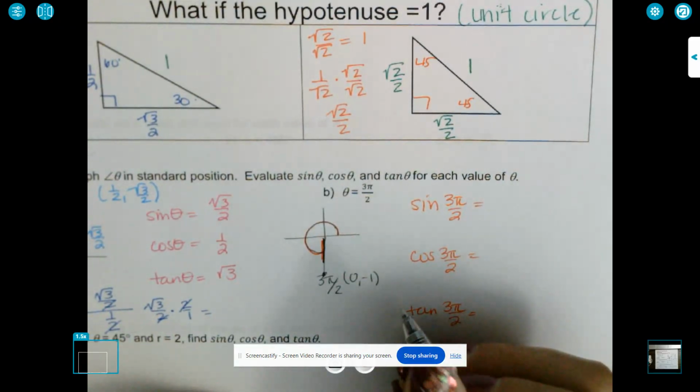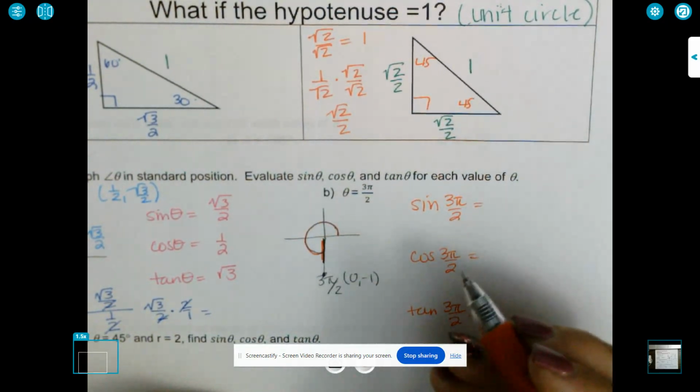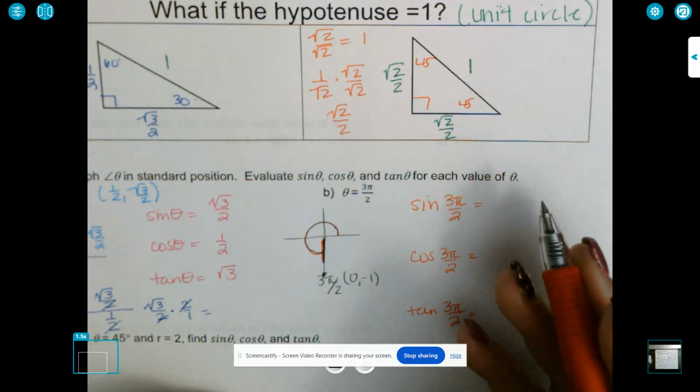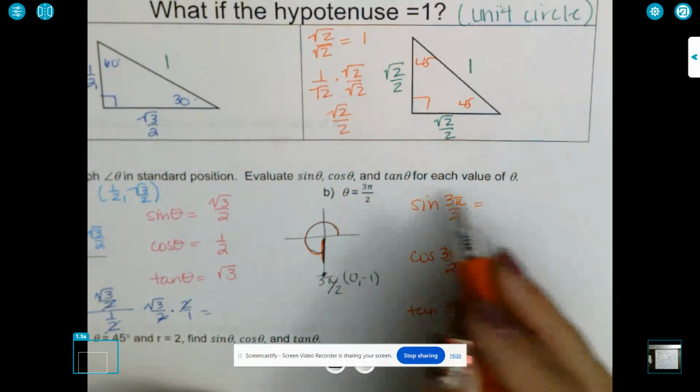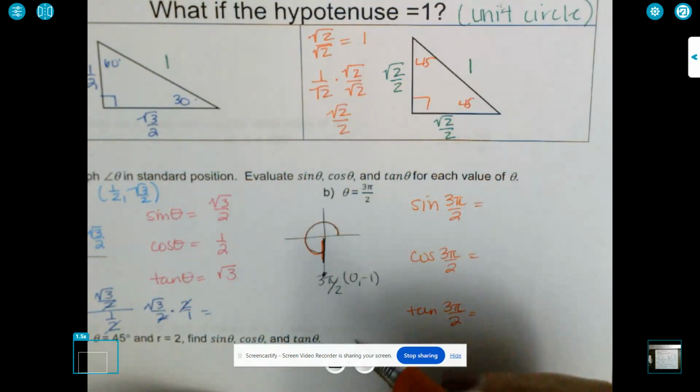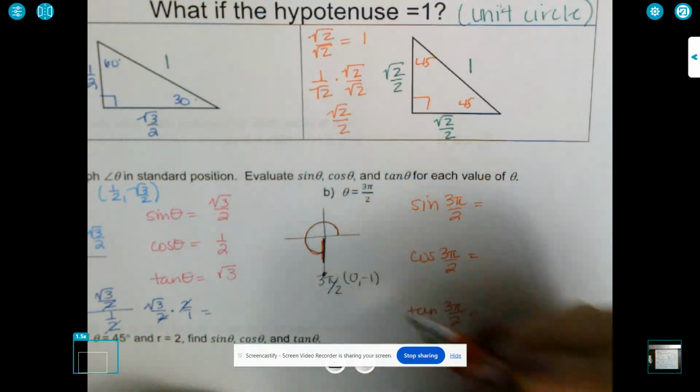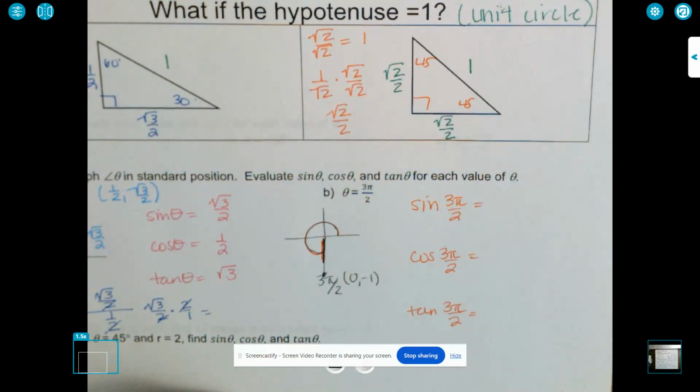Remember, sine, I'll talk about it in both ways. Sine is either opposite over adjacent, or we can know that it's our y value of 3 pi on 2. So if I do opposite over adjacent, well, I don't really have a triangle here, because it is a vertical line. So I can't create a triangle here to do opposite over adjacent. So we're going to have to do x, y.